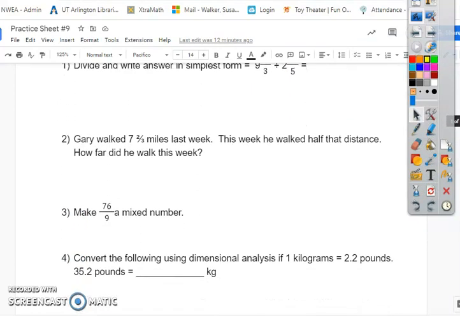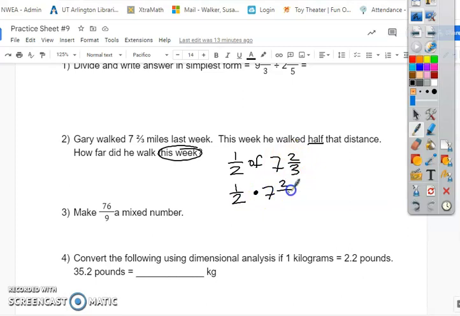Number 2. Gary walked 7 2/3 miles last week. This week he walked half that distance. How far did he walk this week? This week is important because they could be asking how far he walked in both weeks. Remember, if I'm doing half of something, I want to take half of 7 2/3, which means it's half times 7 2/3.